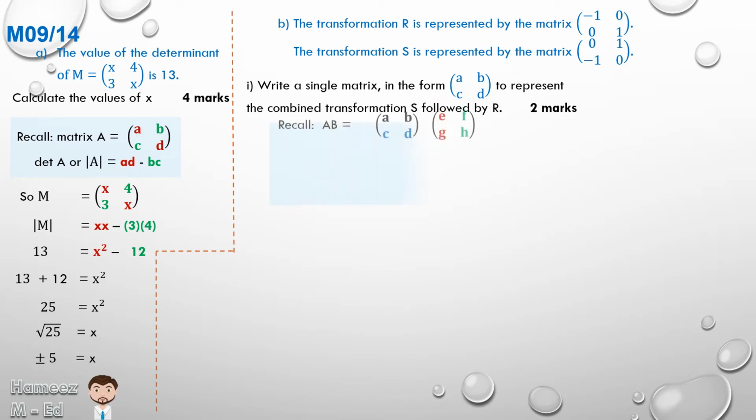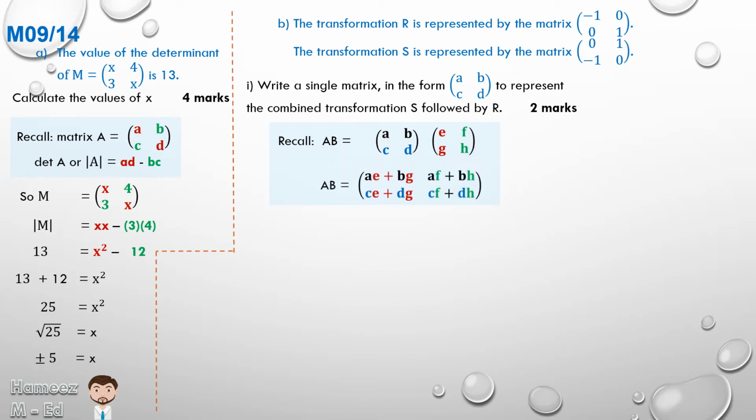So let's recall how we multiply two 2 by 2 matrices. So if there's a, b, c, d and e, f, g, h, I've put them in colors so we can see that when we're multiplying, in the first matrix, the first row is multiplied by the first column in the second matrix. So we'll see the first row I have in black and the first column I have in red. So it'll be a times e, plus b times g.